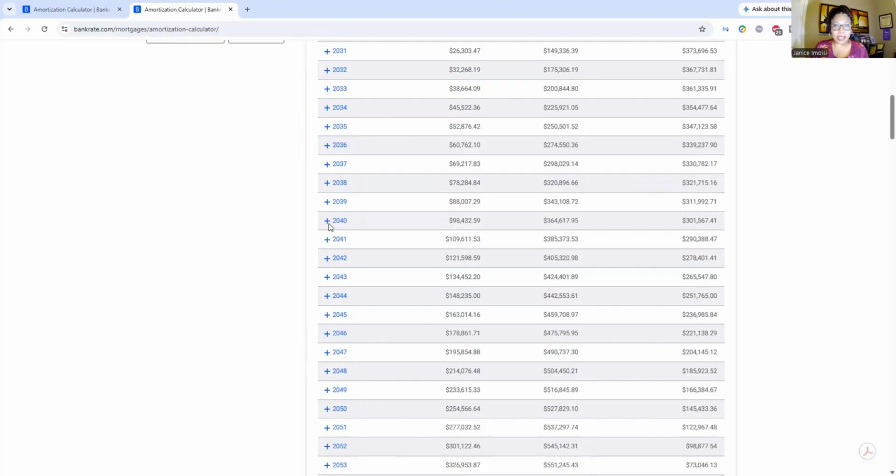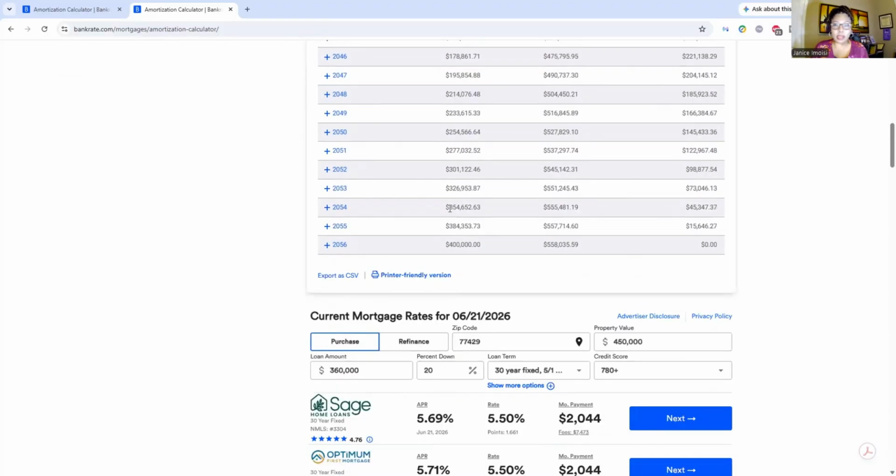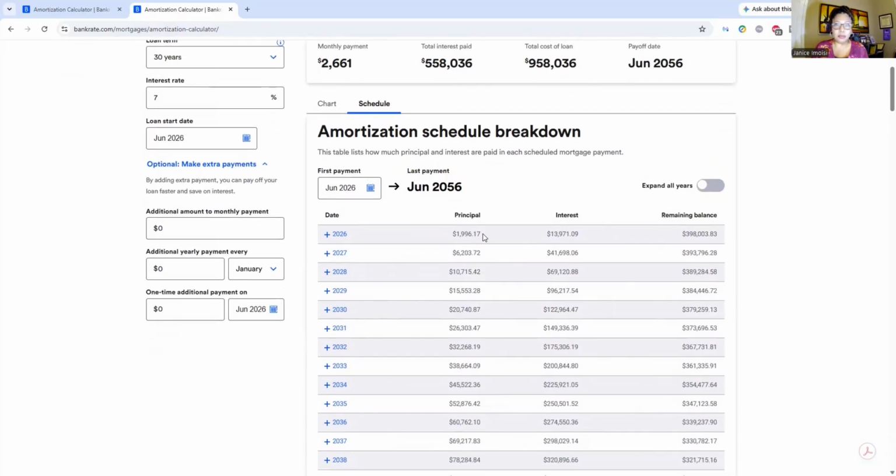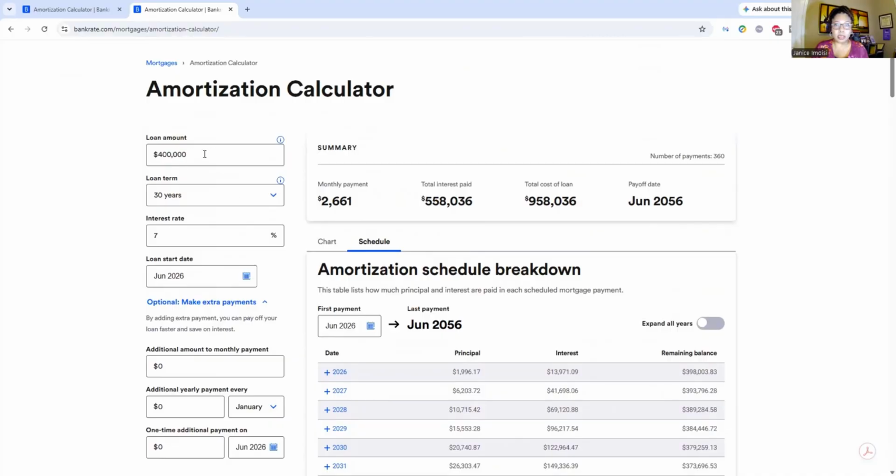But with that being said, let's scroll all the way down to the bottom. You see how you borrowed $400,000, but let me go back to the top. See, we borrowed $400,000, right? It's saying up here that the total cost of the loan is $958,036, and total interest paid was $558,036. Because if you add 400,000 to this amount, that's what you get here.